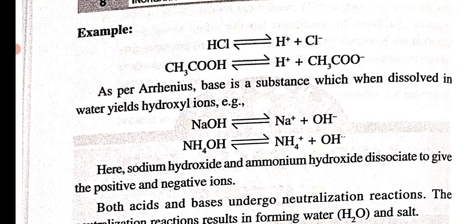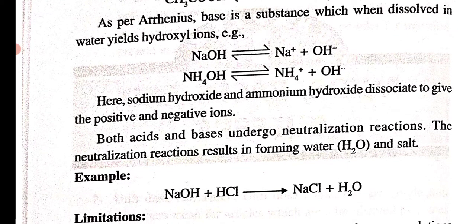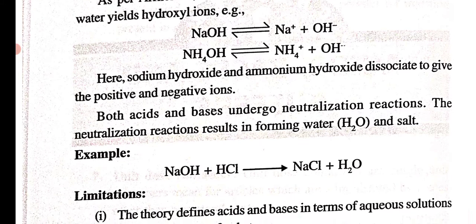As per Arrhenius, a base is a substance which, when dissolved in water, yields hydroxyl ions. For example, sodium hydroxide, when added to water, gives sodium ion plus hydroxyl ion. And next is ammonium hydroxide, which gives ammonium plus hydroxyl ion. Here sodium hydroxide and ammonium hydroxide dissociate to give positive and negative ions. Both acids and bases undergo a neutralization reaction. The neutralization reaction results in forming water and salt.